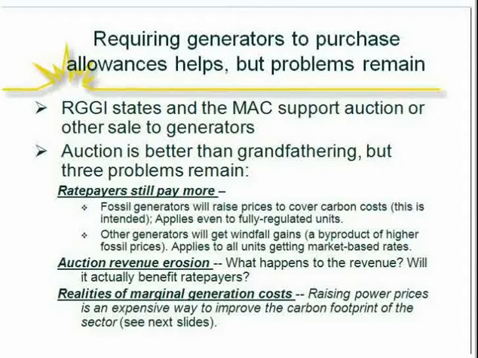Ratepayers will pay more, as I just explained, because fossil units are setting the clearing price, and then that increased value is going to be received by the nuclear and hydro and wind and other lower emitting resources in the dispatch order. Second is the auction revenue erosion problem. Do we really believe that we can create multi-billion-dollar auctions and that the revenues are actually going to get returned to ratepayers?